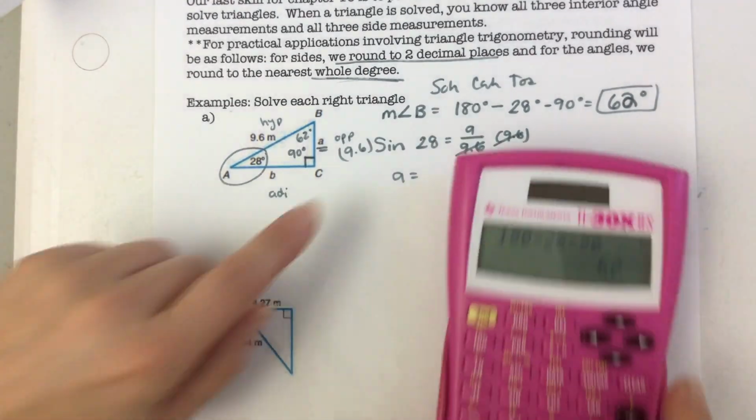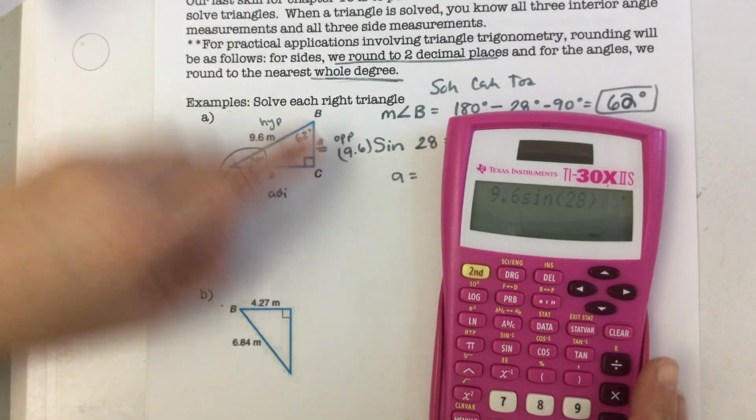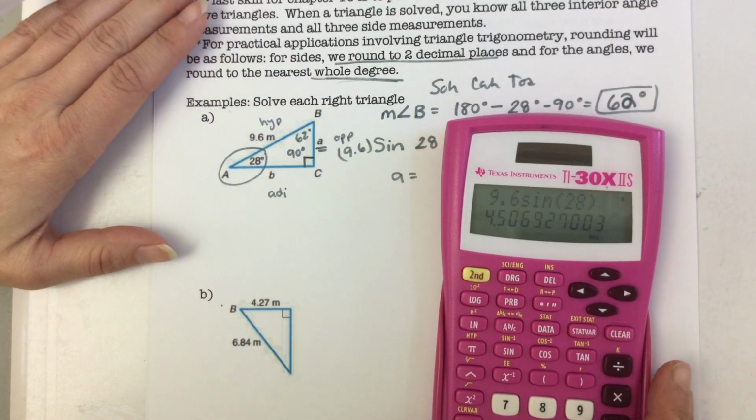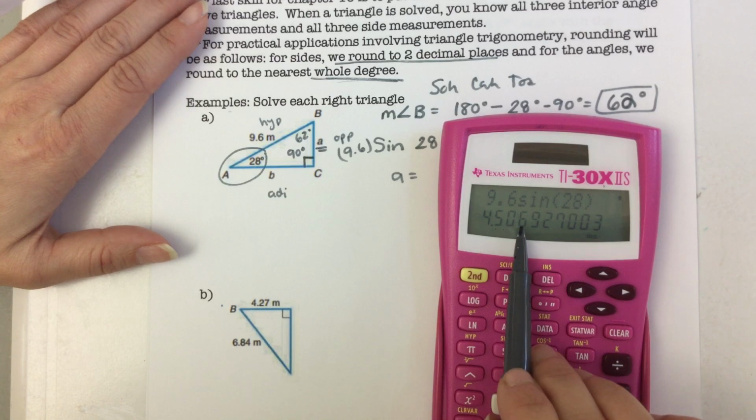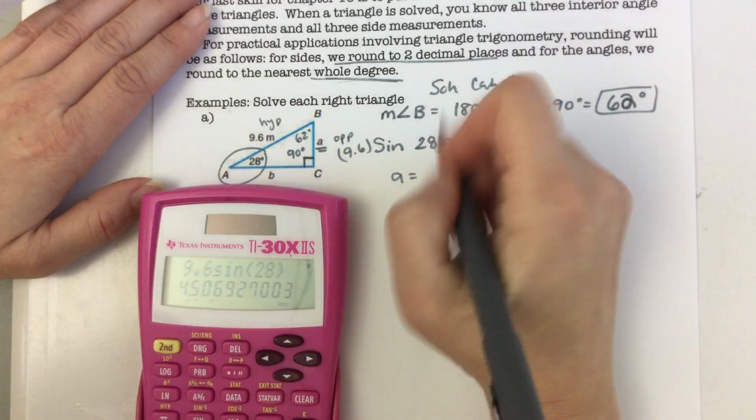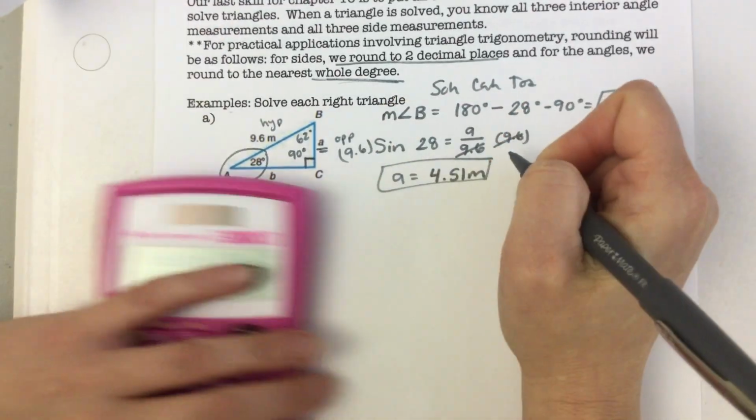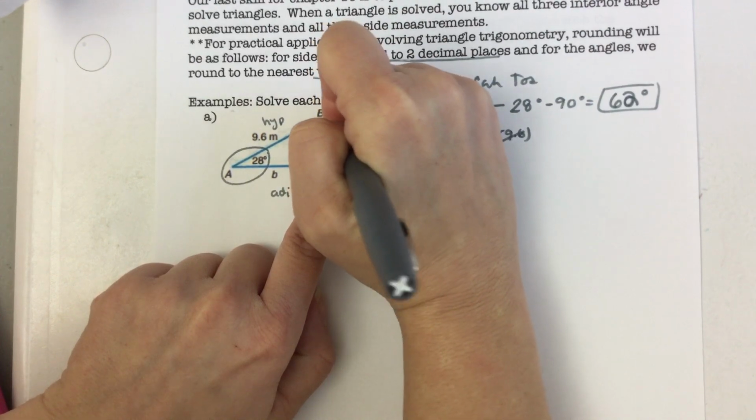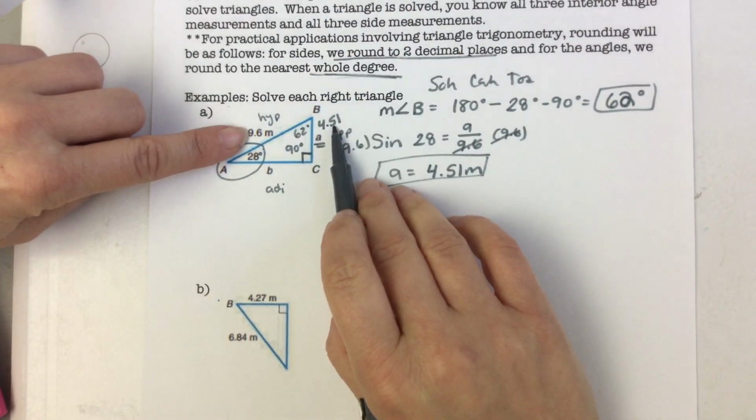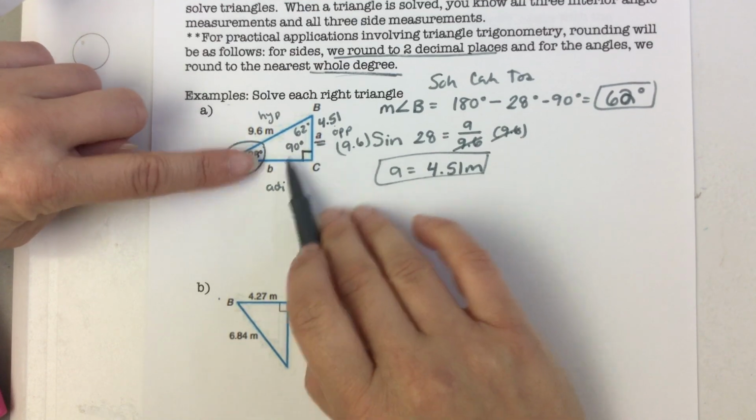A equals 9.6 times the sine of 28. We said that we are rounding the sides to 2 places, so 0.506, the 6 would bump the 0 to a 1, so this would be 4.51 meters. So that's what A is, 4.51.